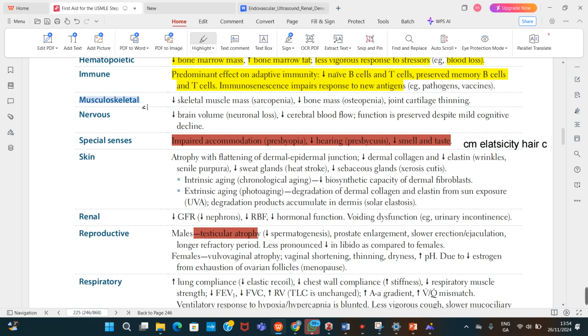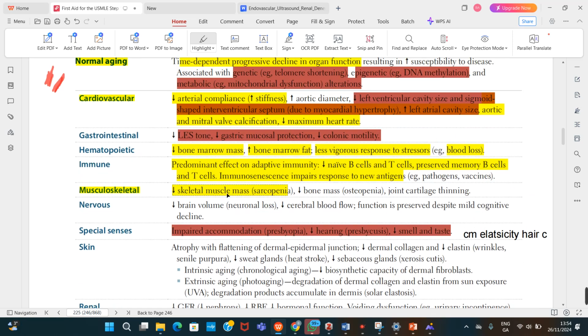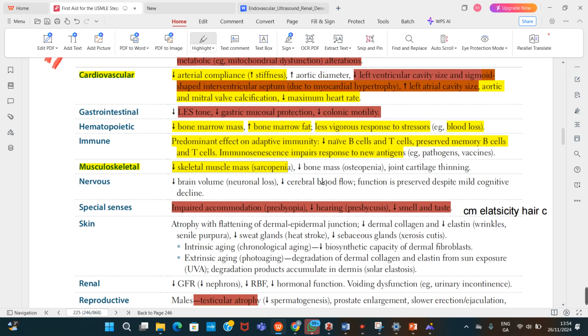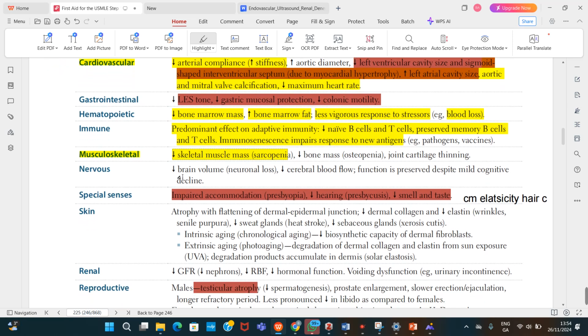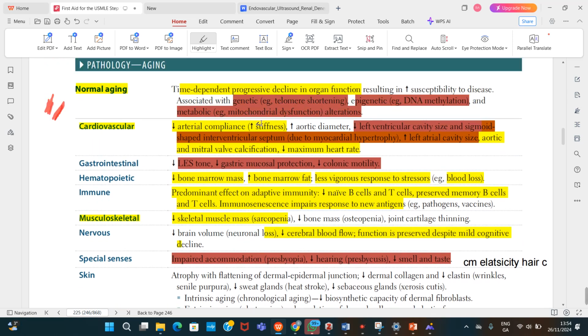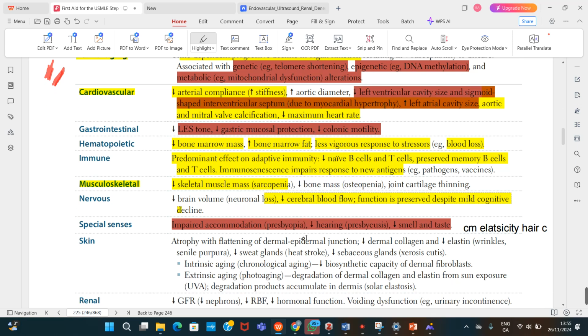Musculoskeletal: reduced skeletal muscle mass and osteopenia, because muscle requires protein. There's telomere shortening and epigenetic mutation. You cannot carry out DNA replication or protein synthesis, so the proteins go down and skeletal muscle mass goes down. Same for the bone. Then brain volume also reduces. The neurons start losing their function because they require a high density of mitochondria, and with telomere shortening they start dying gradually. The cerebral blood flow drops, but their function is still preserved a little unless they start developing dementia.